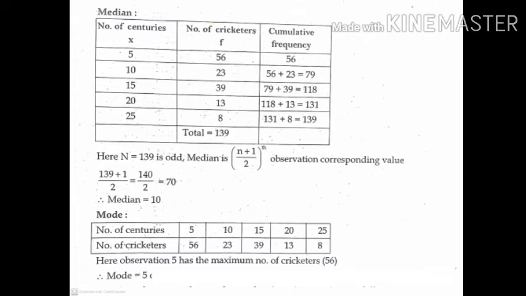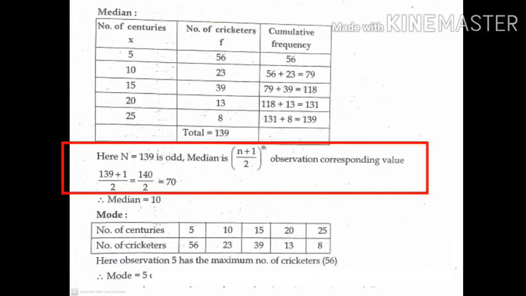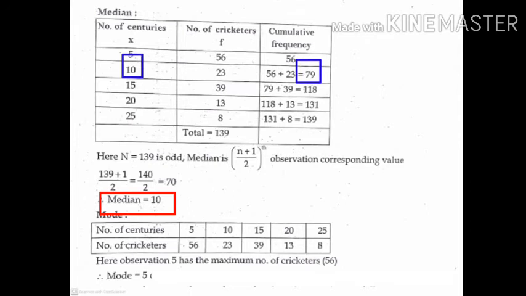So here n is equal to 139, which is an odd number, therefore the median is the (n plus 1) by 2th observation's corresponding value, that is 139 plus 1 by 2, that is 140 by 2, that is equal to 70. Therefore the median is equal to 10 because 70 falls at 10. Next we have to calculate the mode. Observe the given data. Here the observation 5 has the maximum number of cricketers, that is 56. Therefore the mode is equal to 5.